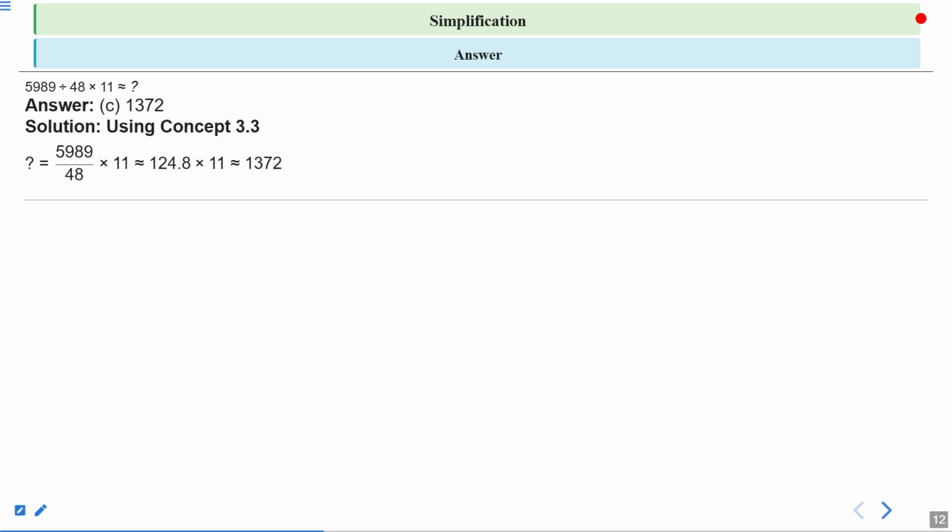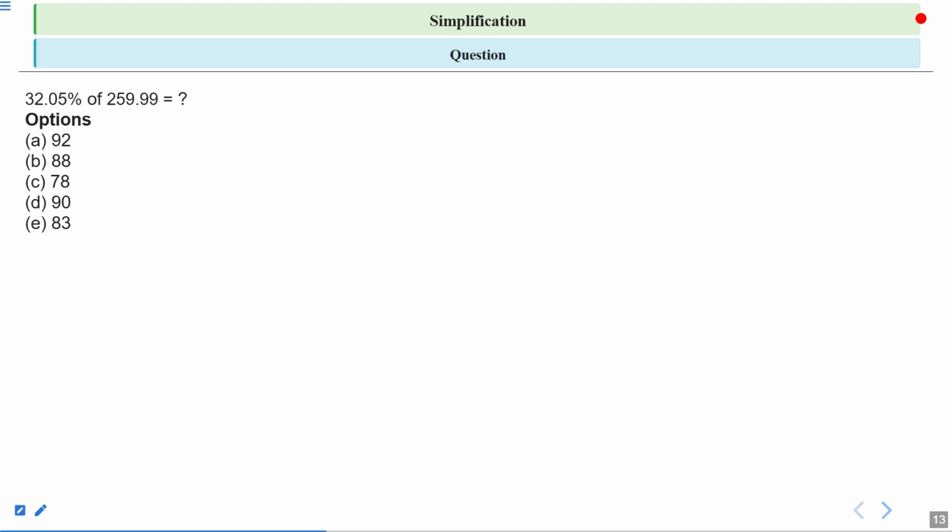Next one. 32.05% of 259.99 is equal to question mark. So there are 5 options. A is 92, B is 88, C is 78, D is 90 and E is 83. Now you have 10 seconds to solve this question. Your time starts now.